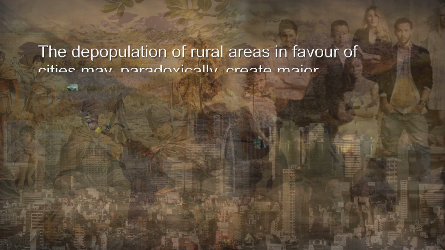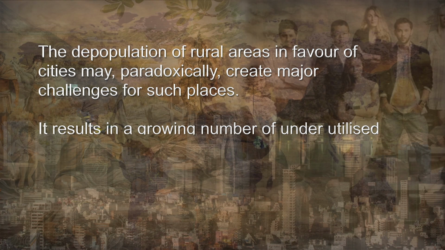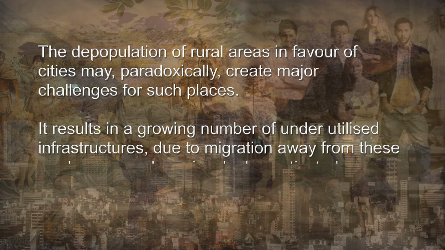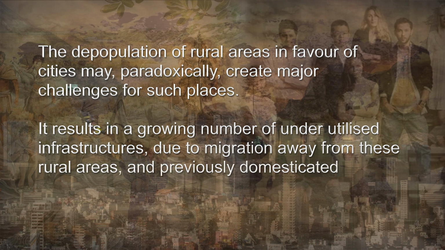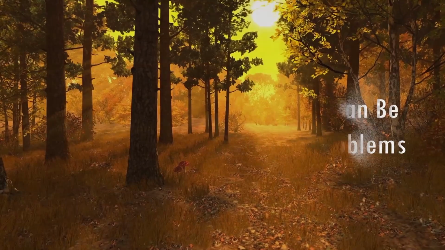The depopulation of rural areas in favor of cities may paradoxically create major challenges for such places. It results in a growing number of underutilized infrastructures due to migration away from these rural areas and previously domesticated landscape whose ecosystems deteriorate without human attention.